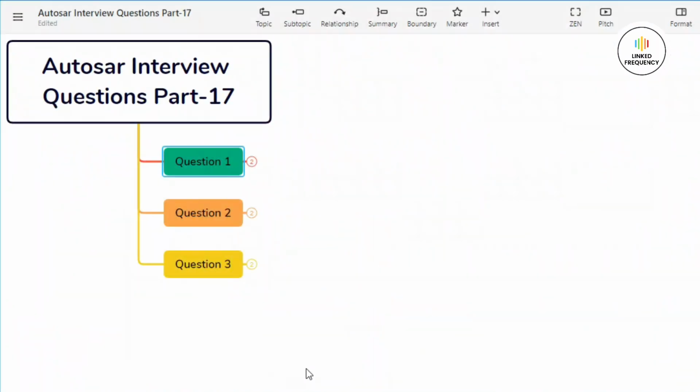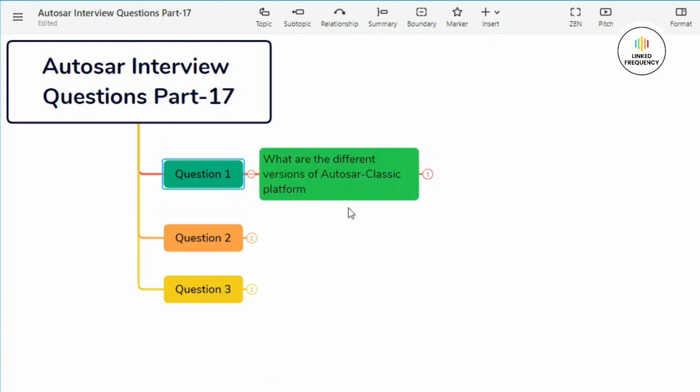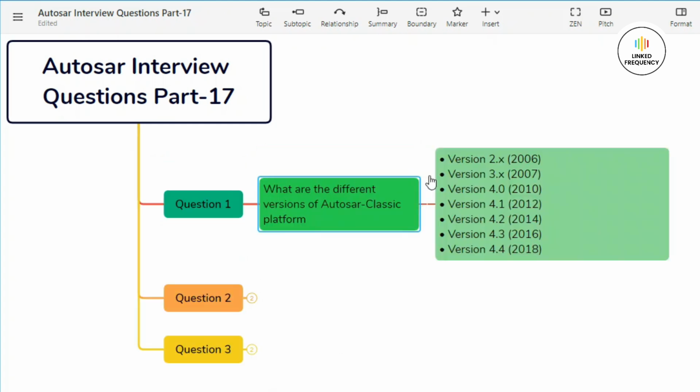Well, we are back to our screen mode where you can see Autosar interview question part 17 along with the 3 questions represented on the screen. Without any further delay, let's begin with our first question, which basically states, what are the different versions of Autosar in Classic platform? Well, let us discuss about version 2.x.